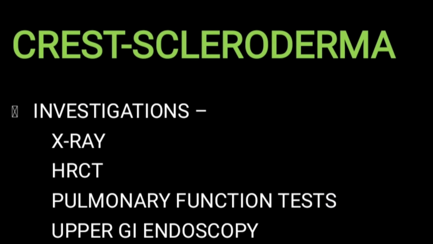Let's look into the investigations which help in the diagnosis of systemic sclerosis. X-ray is found to be the most useful, along with HRCT and pulmonary function tests, in order to estimate the lung involvement, and diffusion lung capacity is also measured. A restrictive type of disease is seen in patients of systemic sclerosis. Upper GI endoscopy is also useful. As I said, the patient also suffers from esophagitis and watermelon stomach, hence we also need to do upper GI endoscopy.